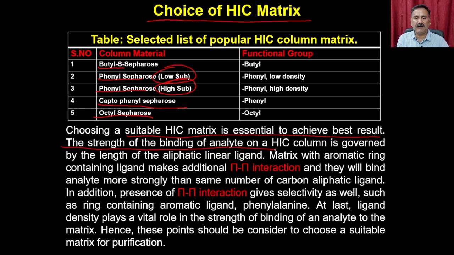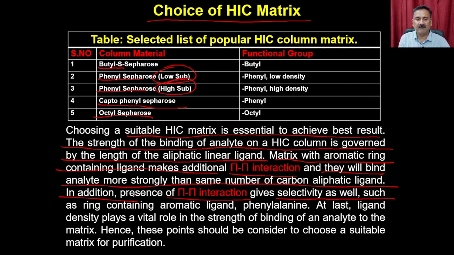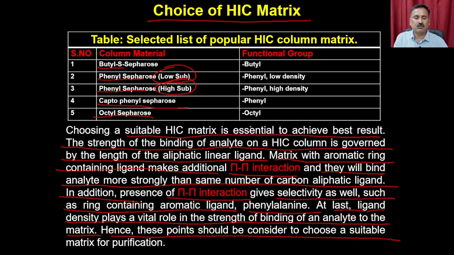The strength of the binding of analyte on the HIC column is governed by the length of the aliphatic linear ligands, right? Matrix with aromatic ring-containing ligands makes additional pi-pi interaction, and they will bind analyte more strongly than the same number of carbon aliphatic ligands. In addition, the presence of pi-pi interaction gives selectivity as well as ring-containing aromatic ligands. Lastly, the ligand density plays a vital role in the strength of binding of an analyte to the matrix. Hence, these points should be considered to choose a suitable matrix for the purification.